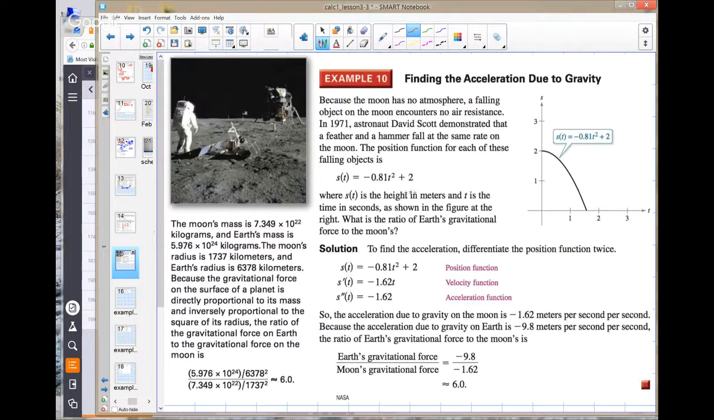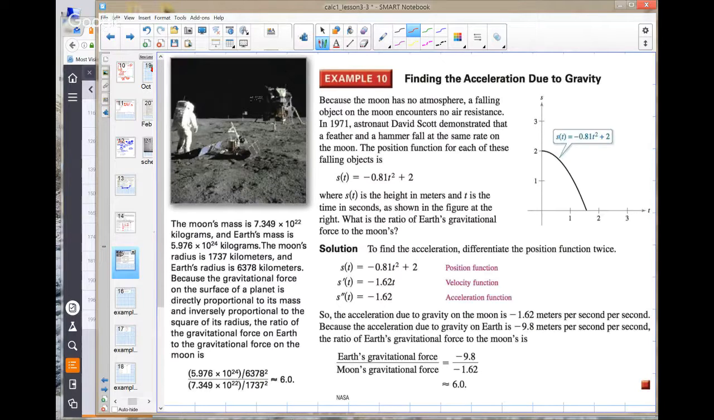And remember, David Scott demonstrated that you could drop a hammer and a feather. Of course, there's no atmosphere on the moon, so there's no air to make the feather float its way down. It would just fall directly. So a hammer and a feather fall at the same rate of speed.